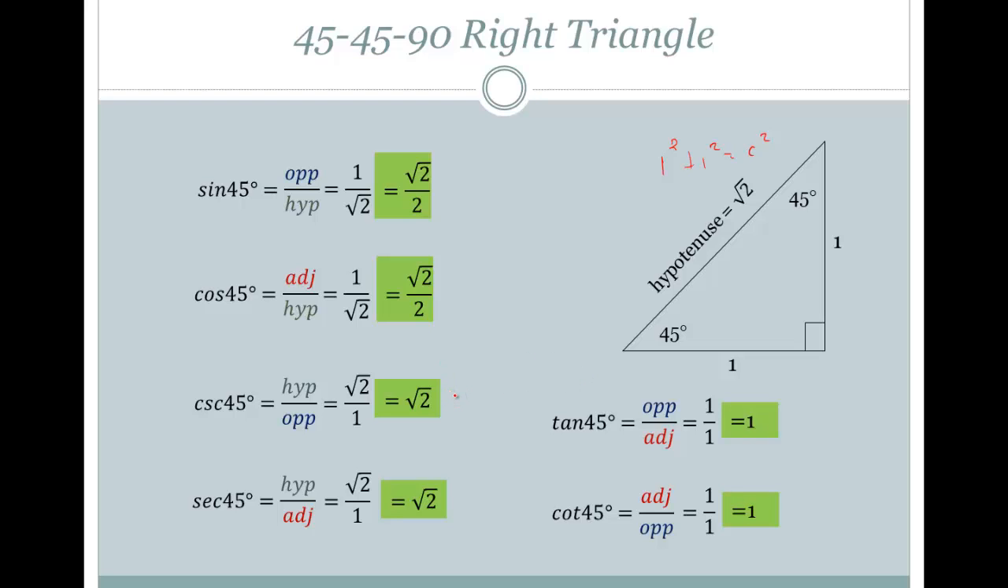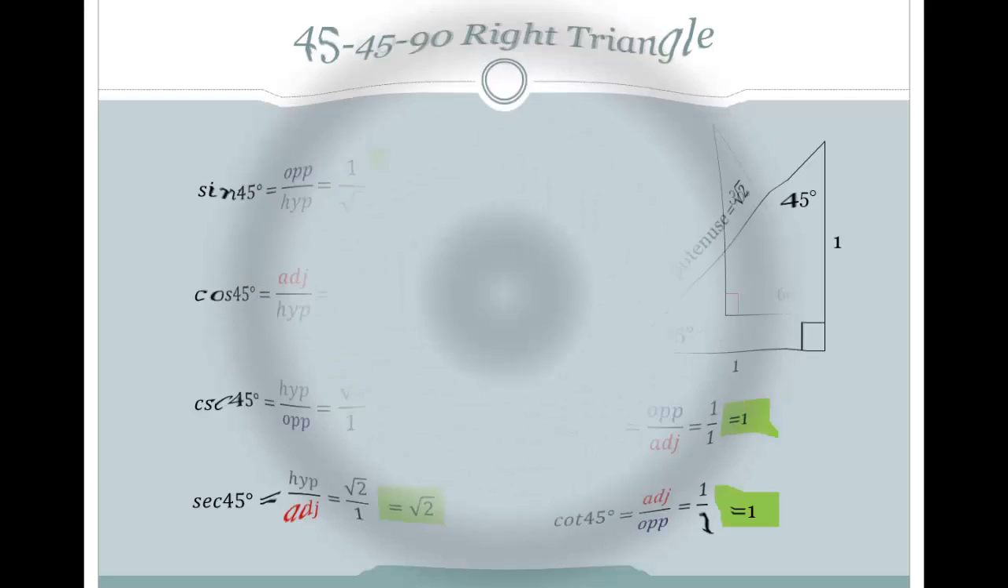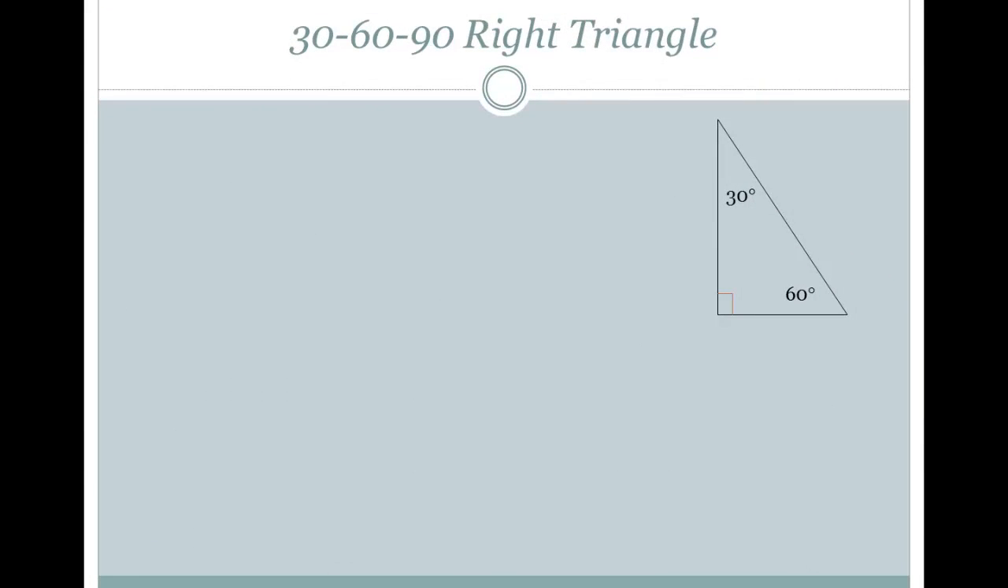Again, I'll write this as 1 over sine. And this is 1 over cosine. I'll put 45. That should be 45 as well. Okay? You guys should know those. This is one of the special triangles. The other special triangles are 30, 60, 90.